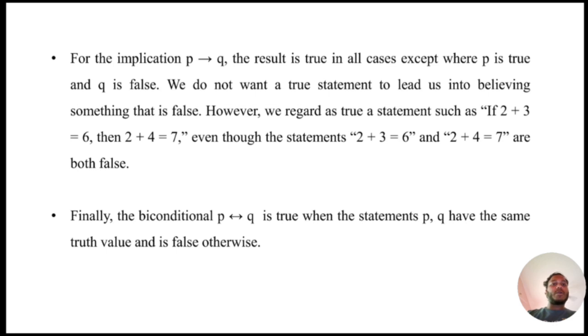For the implication P to Q, the result is true in all cases except when P is true and Q is false. We do not want a true statement to lead us to believe something that is false. However, we regard as true statements such as: if 2 plus 3 is equal to 6, then 2 plus 4 is equal to 7, since the statements 2 plus 3 and 2 plus 4 are both false. Finally, the biconditional P ↔ Q is true if the statements P and Q have the same truth value, and is false otherwise. Thank you.